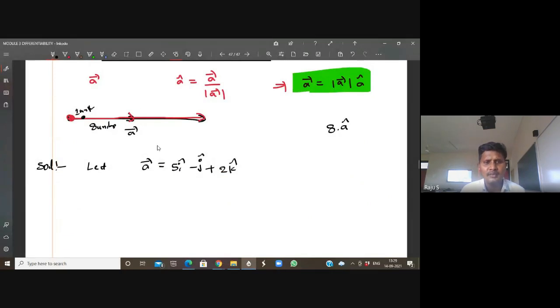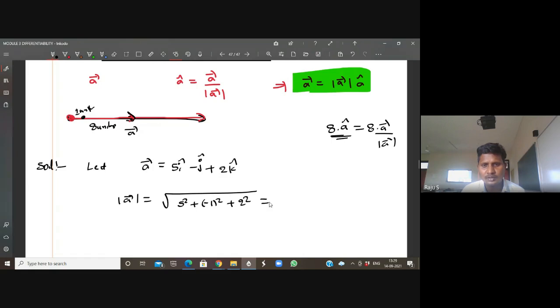So very easy, student. Vector A, in this direction, we require a vector of 8 units. Magnitude is 8 units, nothing but 8 A cap. Since we know that to find A cap, it is vector A by magnitude of A. With the help of the given vector, first you have to find the magnitude of A. So root over 5 square plus minus 1 square plus 2 square, that is clearly equal to root over 25 plus 1 plus 4, that is root 30.